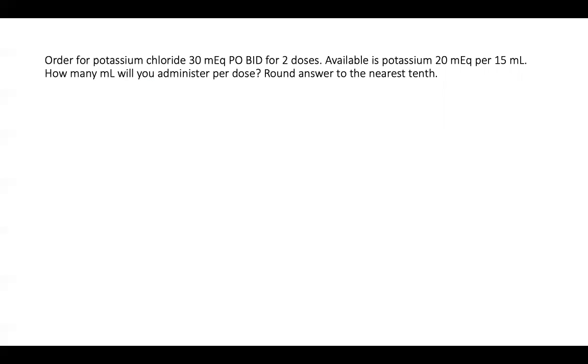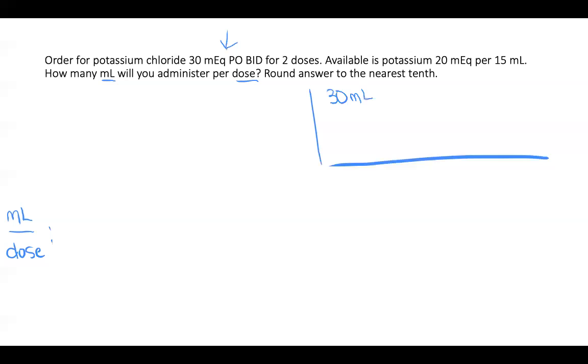Okay, step 1, what are we looking for? The question says, how many milliliters will you administer per dose? So we're looking for milliliters per dose. Step 2 is to build our box. And in our box goes our order, which is right here. It says that we are to give potassium chloride 30 milliequivalents, PO BID. So twice a day. So we're going to give 30 milliequivalents each dose. So we're going to write that 30 milliequivalents per 1 dose. Okay, we also need what we have available, and that's going to be right here. It says available 20 milliequivalents per 15 milliliters. So 20 milliequivalents per 15 milliliters.